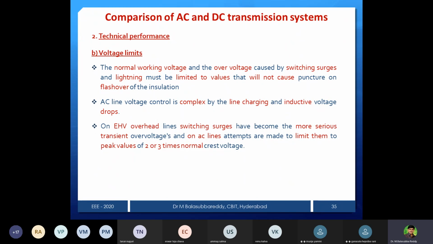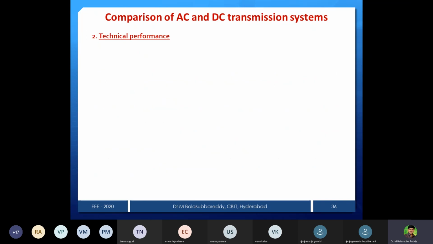It cannot be very high. You can limit that value to 2 to 3 times the normal crest voltage. Crest is the peak voltage, and you cannot increase beyond that. If it goes beyond, insulator problems will arise. But in DC transmission, switching surges are lower, only 1.5 times that.